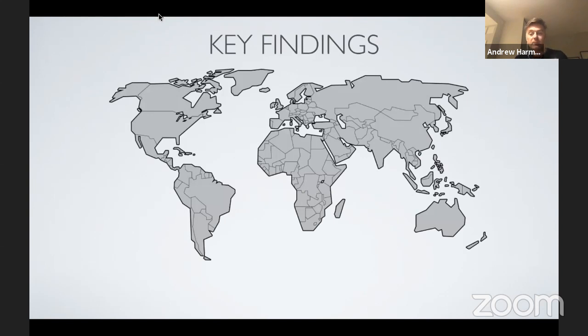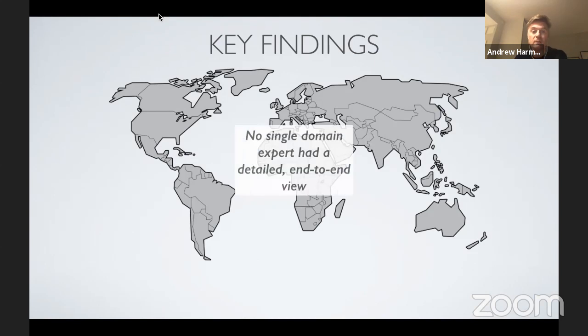So what did I find? There were three key findings which came out as a result of this first phase. Number one, and this wasn't a failing, this was just a fact of life, because it was an end-to-end justice lifecycle, no single domain expert had a detailed end-to-end view. Because we were talking to domain experts from the courts, from the state prosecutor, from people like the police, and people from defense attorneys or solicitors or whatever they're called in your country, they all had a very detailed view of their piece of the system, but no one had an end-to-end view of all of the detail of the whole system.